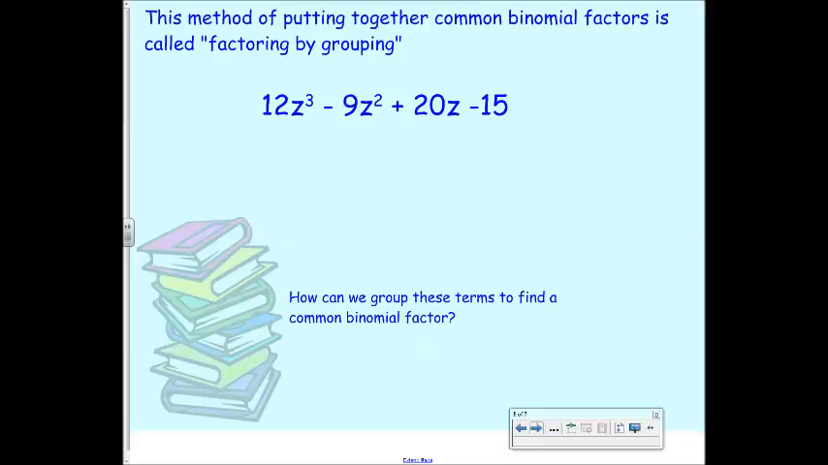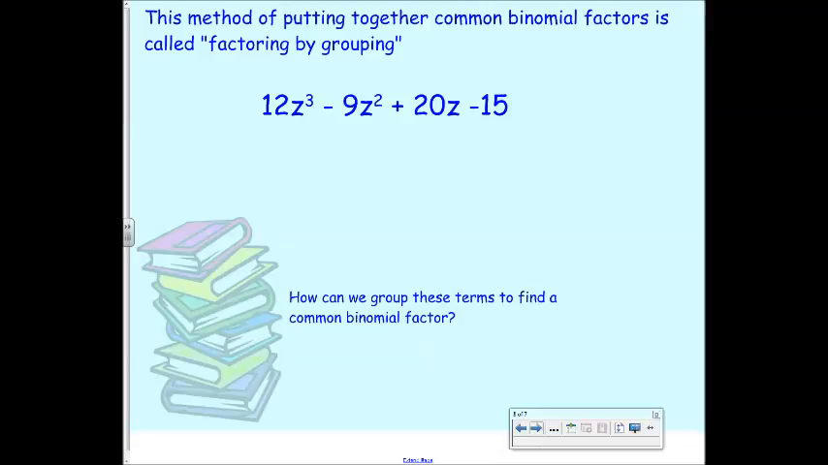So what we're going to talk about is the method of putting together common binomial factors and sorting things into groups. So essentially what we're going to do is take a look at this. Is there a greatest common factor in all of these? Is there anything that goes into all 4 of the terms? No, 3 doesn't go into 20. No, just 1. So you'd look at that and think, oh, that must be prime, right? Because only 1 can go into all of them.